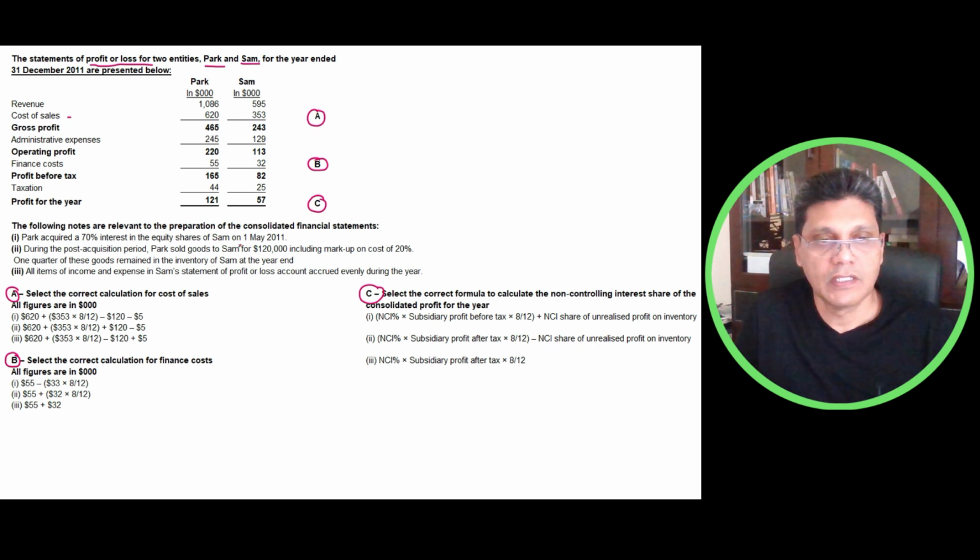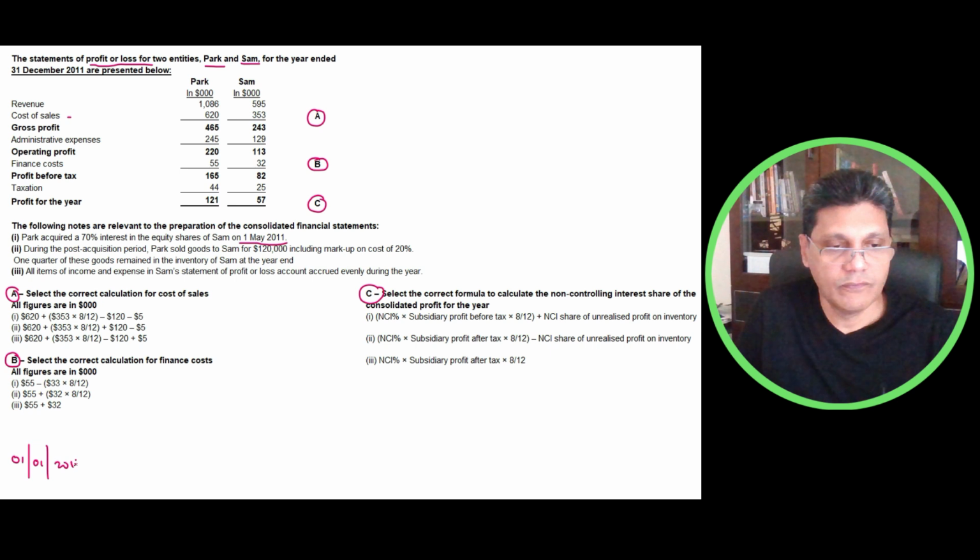Now see, this company was acquired on 1st May 2011, and the financial period ends on 31st December 2011. So as you can see, this was acquired during the period. So the financial period starts from 1st January 2011 until 31st December 2011.